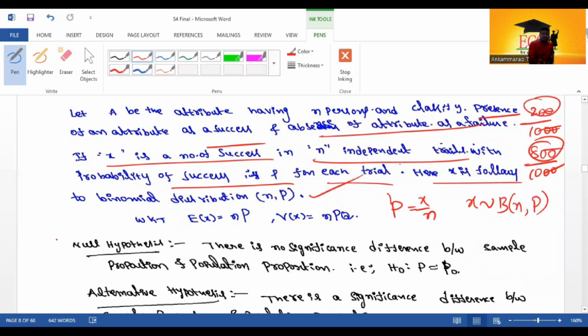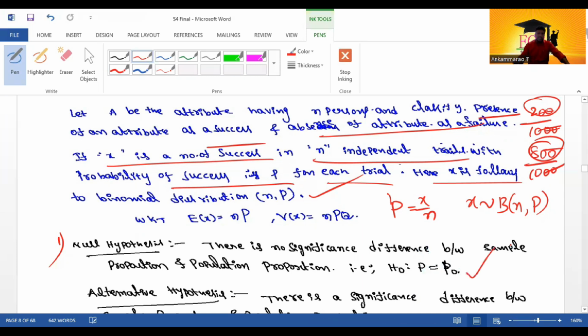Here the first step is to set up the null hypothesis. There is no significant difference between sample proportion and population proportion. Why are we comparing the sample and the population? Here it is a one sample test, single proportion. That's why we need to compare the sample proportion with the population proportion. That is H0: P equal to P0. It is the null hypothesis.